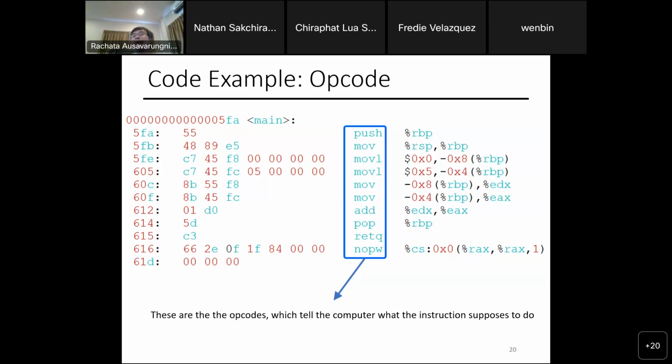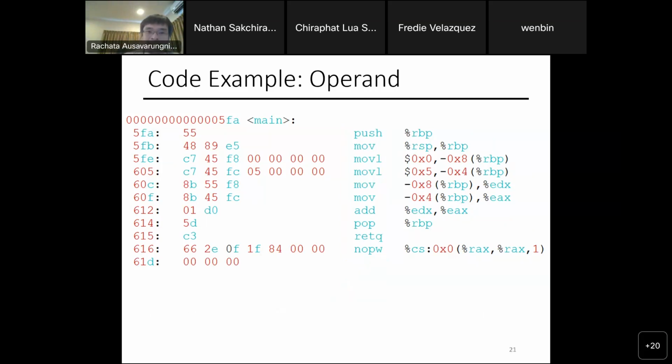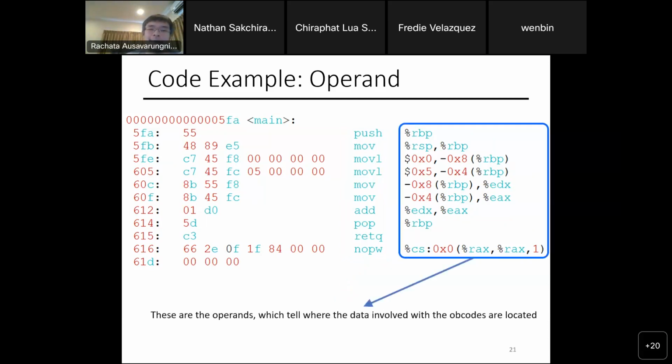The command allows you to move the data from one place to another. And here is the operand, right? Basically it tells you, for the data involved in the opcodes, where are they located? Is this also a part of the data race?